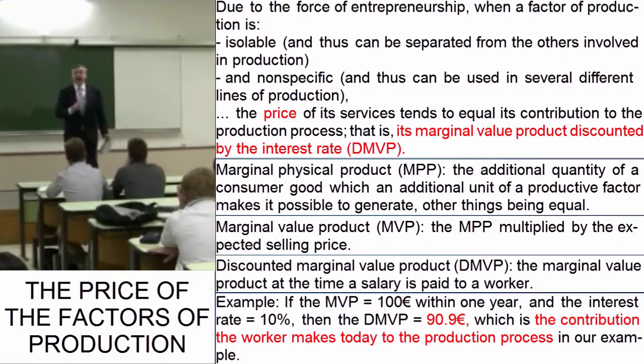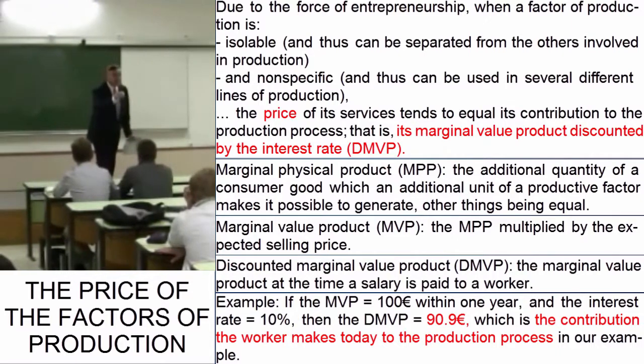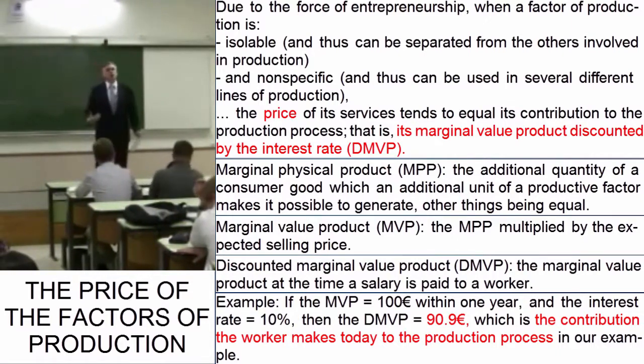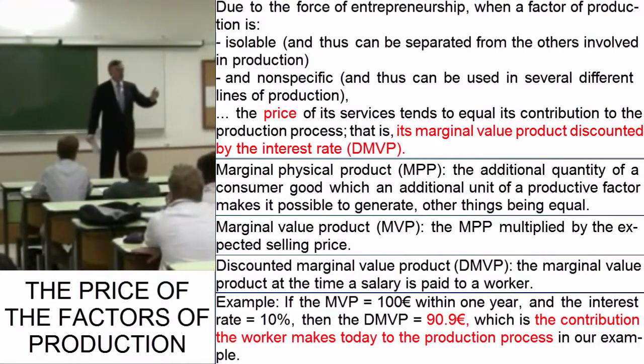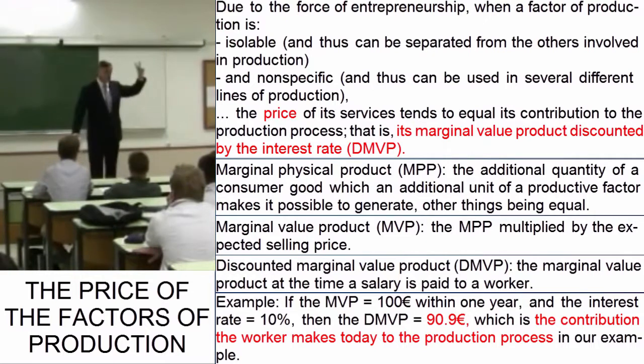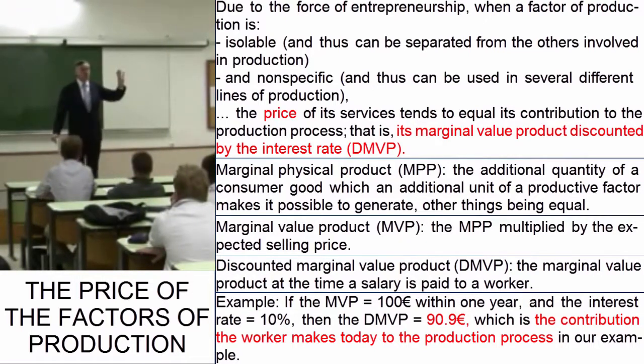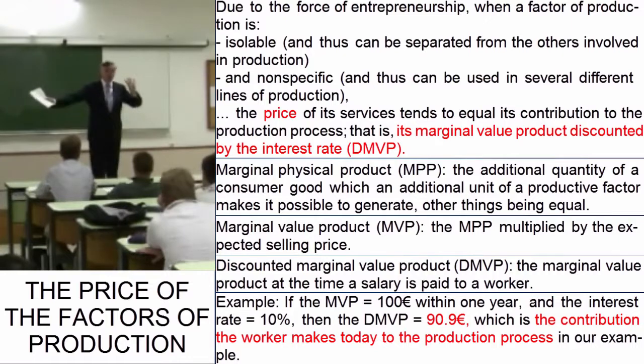So, in our example, the interest rate is 10%. The marginal physical product is 2 pairs of shoes, and the corresponding marginal value product, when we sell the shoes in 1 year at €50 a pair, is 100 euros. But we must pay the worker today, and 100 euros in 1 year's time at 10% interest is worth 90 euros today. According to the law, we will tend to pay the worker, in our example, a worker specialized in the production of shoes, 90 euros.